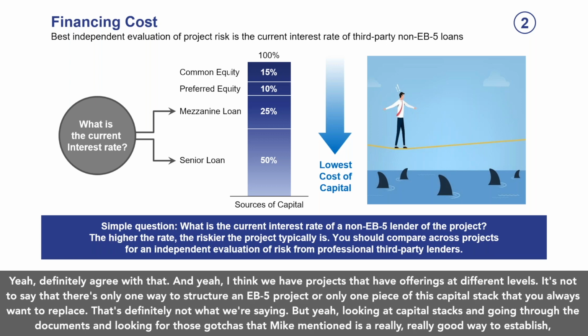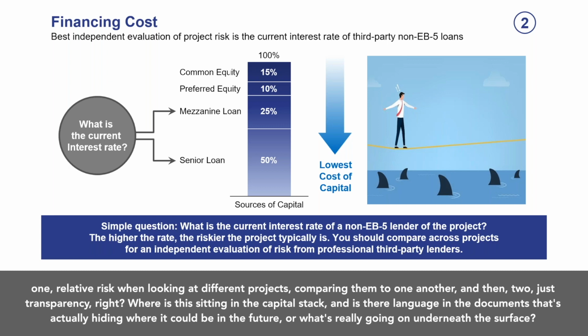Yep. Yeah, definitely agree with that. And yeah, I think we have projects that have offerings at different levels. It's not to say that there's only one way to structure an EB-5 project or only one piece of this capital stack that you always want to replace. That's definitely not what we're saying. But looking at capital stacks and going through the documents and looking for those gotchas that Mike mentioned is a really good way to establish, one, relative risk when looking at different projects, comparing them to one another, and two, just transparency, right? Where is this sitting in the capital stack, and is there language in the documents that's actually hiding where it could be in the future, or what's really going on underneath the surface?